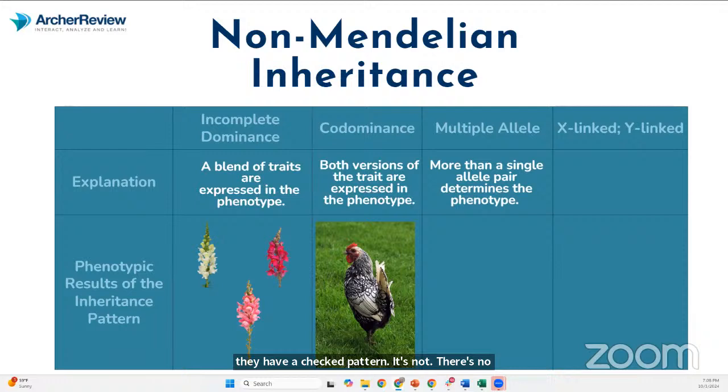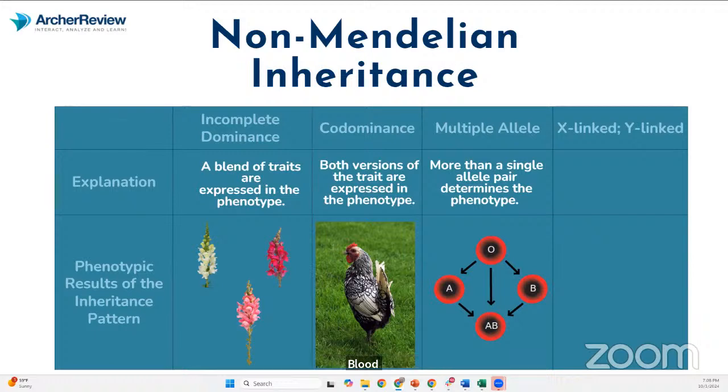Our next one, multiple alleles. This is when more than a single allele pair determines what's expressed. So it's not just one pair of shoes, so to speak, if we stick with my little analogy there, it would be several pairs of shoes that determine what's expressed. The prime example of this is blood typing. Blood typing, the type A or AB or B reside on an I gene, not chromosome, on an I gene.